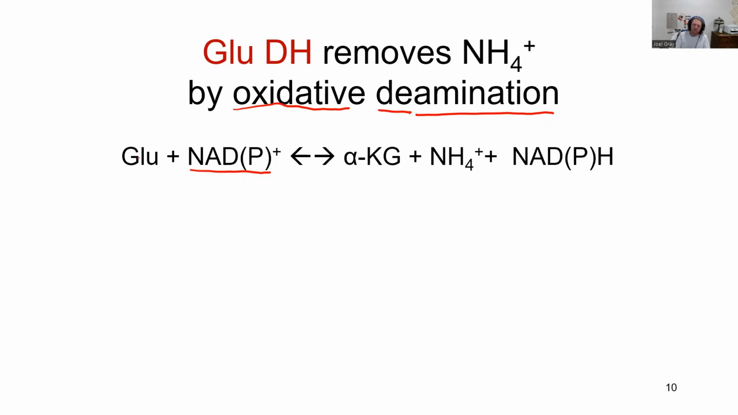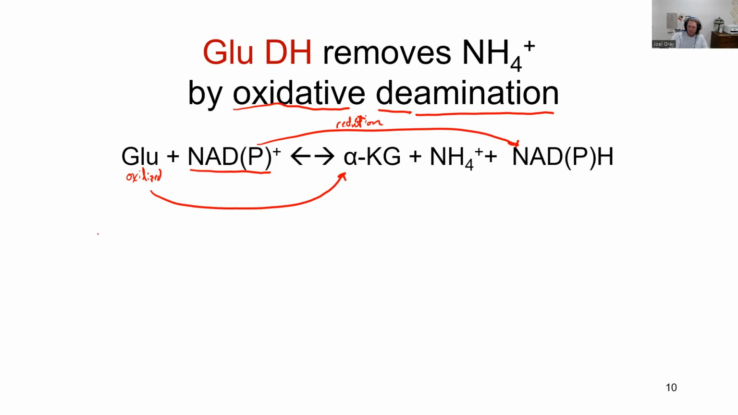Now in this case, we have glutamate plus NADP plus. That's going to yield alpha ketoglutarate, an ammonium ion, and NADPH. So our positively charged molecule will become slightly less positive. It's going to go from positive to nothing, which is an example of reduction. Therefore, glutamate is going to become oxidized as it goes to alpha ketoglutarate.